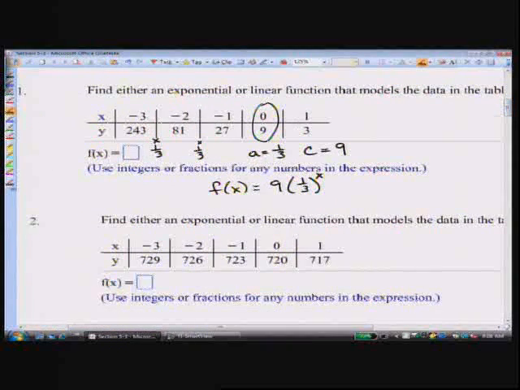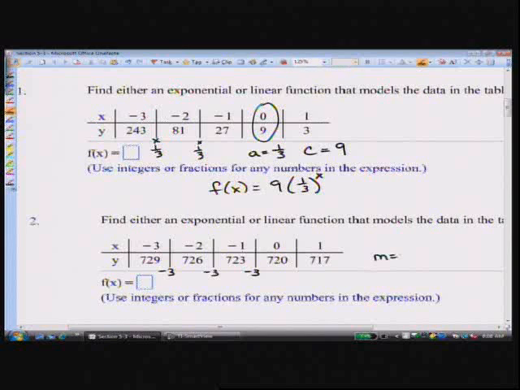How about this one? What does it look like it's doing each time? 729, 726, 723, 720, 717. It's subtracting. Yeah, it looks like we're subtracting 3 each time. So our slope is negative 3, and our y-intercept is which point? Which point is the y-intercept? Chilton, can you answer that? 720. Good, 720, because that's when x is 0. So Marlon, can you give me the equation?